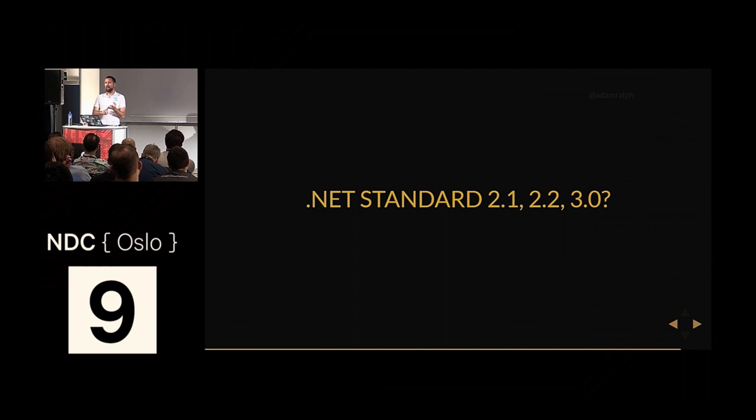So what's .NET Standard 2.1 going to be? It's going to be small. It's going to be incremental, right? I might be proved wrong, but this is my prediction. 2.1 probably will exist. 2.2 probably will exist, but there'll be incremental change.